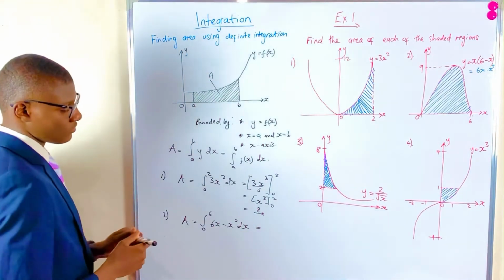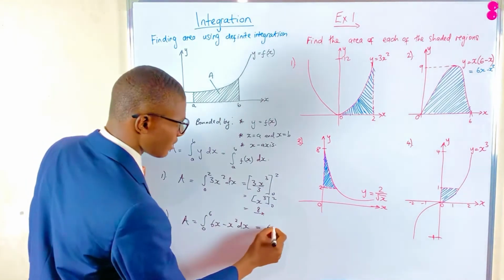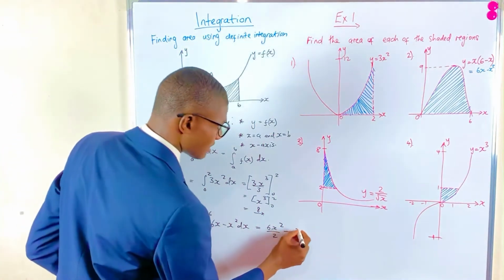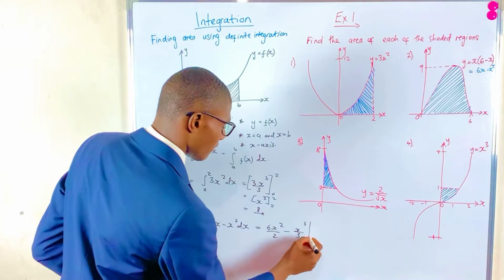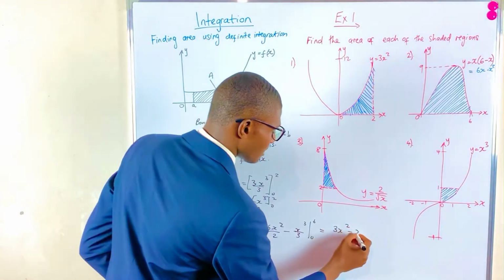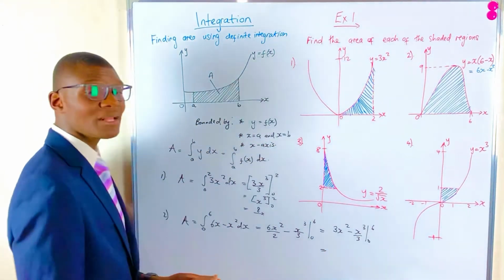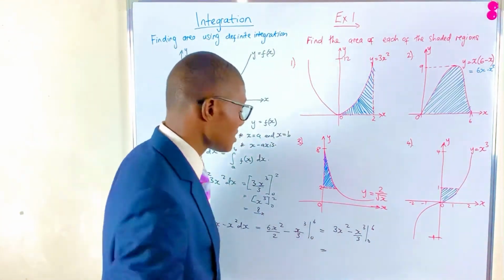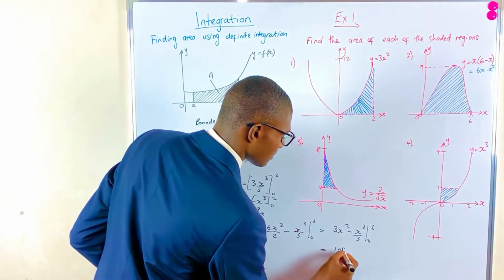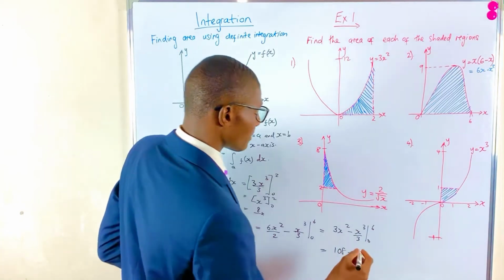So now, integrating this, we're saying 6 times the integral of x, that will be x squared over 2, minus the integral of x squared, that's x to the power of 3 over 3, from 0 to 6. And this simplifies to 3x squared minus x to the power of 3 over 3, from 0 to 6. So we know the upper limit would be 3 times 6 squared, 6 squared being 36. 36 times 3 would give us 108. Then minus 6 to the power of 3, that's 216, divided by 3, that's 72.